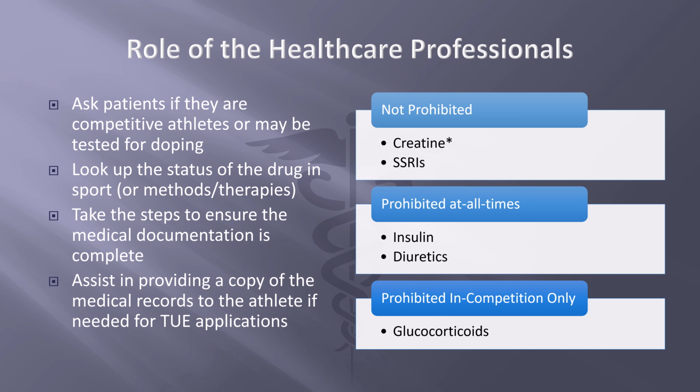As healthcare professionals, we want to take the steps to ensure that the medical documentation is complete, so it clearly demonstrates that there's a medical need, and if a therapeutic use exemption application is necessary, that is clear to the TUE committee why this prohibited substance is necessary. And then we can assist the athletes in providing a copy of the medical records when the athlete is going through the TUE application process.